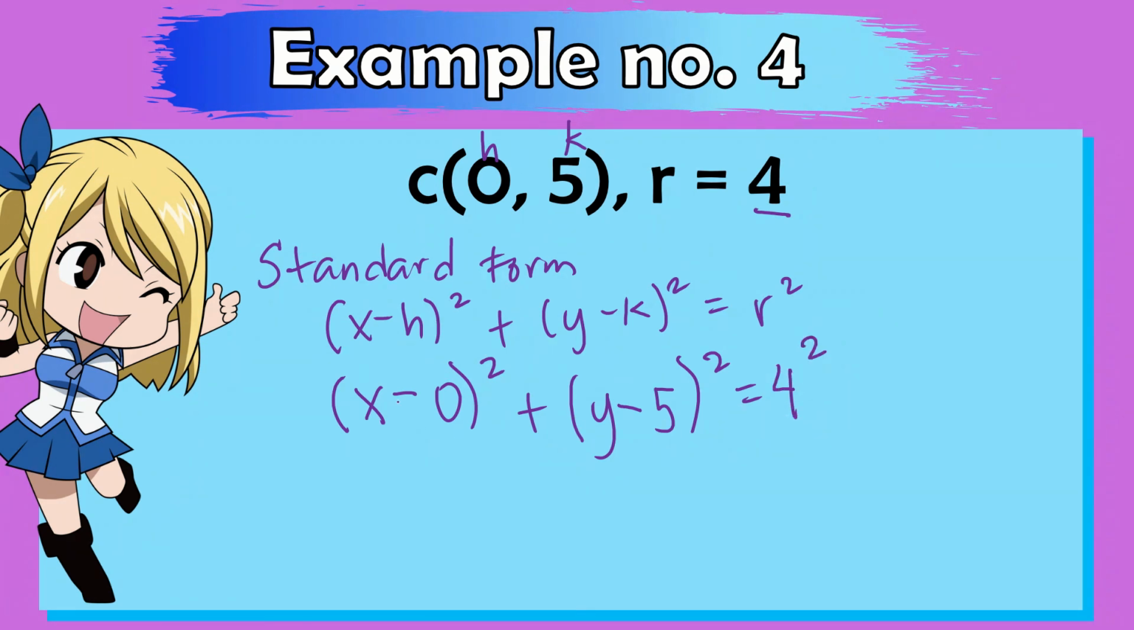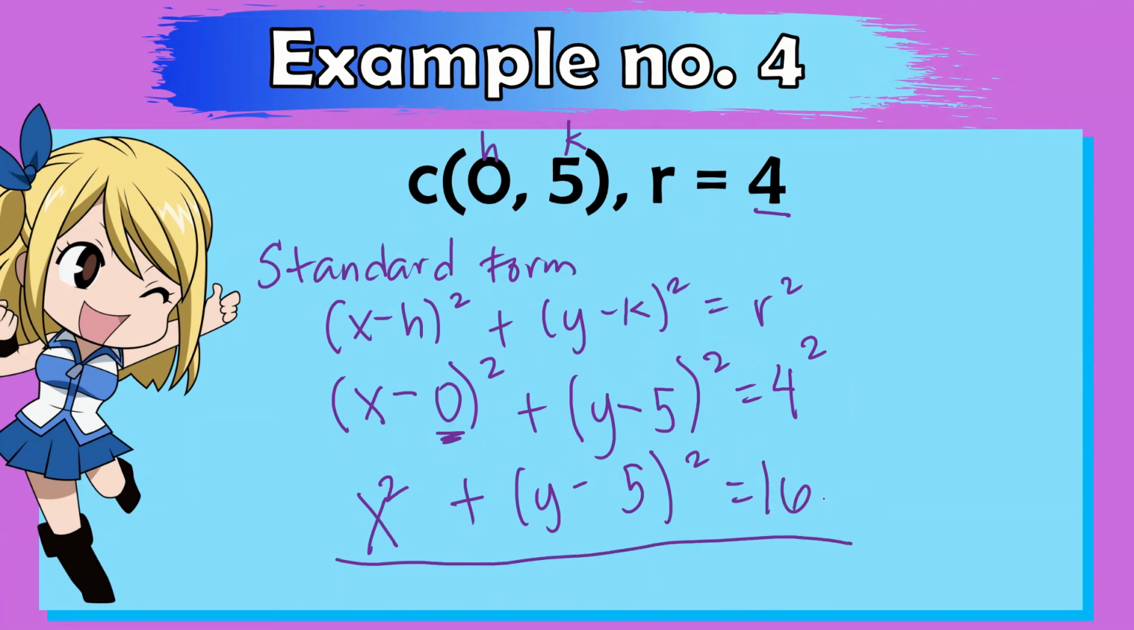We are not done yet. Since h is 0, we can do this directly: this will be just equal to x squared, because it is 0 already and has no value, so it no longer needs to be written. So next, plus y minus 5 squared is equal to 4 squared. 4 times 4 is 16. So x squared plus y minus 5 squared equals 16 is our standard form.